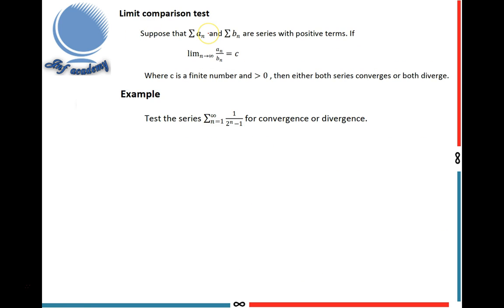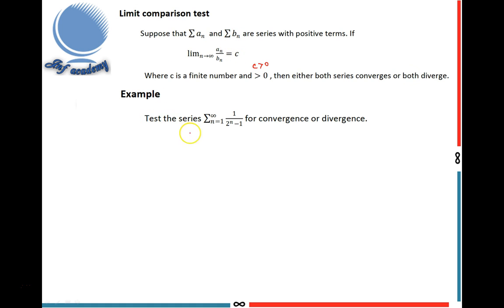Next, the limit comparison test. Suppose that sigma an and sigma bn are series with positive terms. If limit n tends to infinity of an by bn equals c, where c is a finite number and greater than 0, then either both series converge or both diverge. This is the limit comparison test.